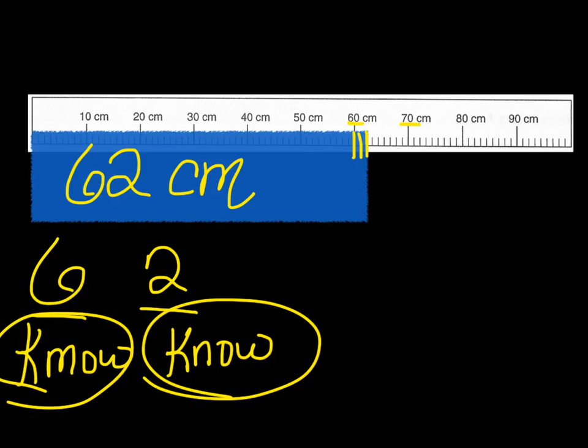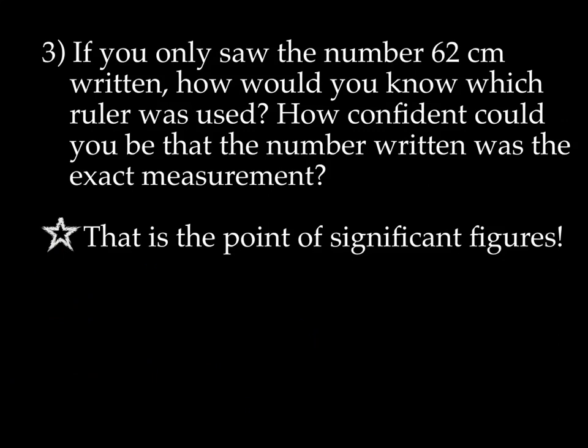And this brings us to the point of significant figures. What if you didn't see me measure the cloth, but only saw the number 62 centimeters written down? How would you know which ruler was used? How confident would you be in that number 62? Does that 62 represent 60, I think, 2 centimeters? Or does that number represent 62 centimeters? That is the whole point of significant figures.